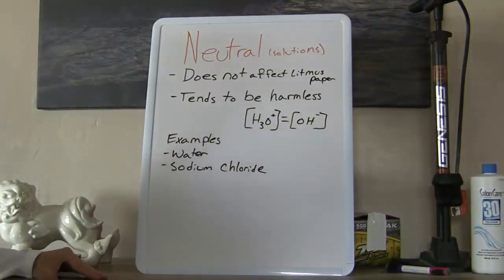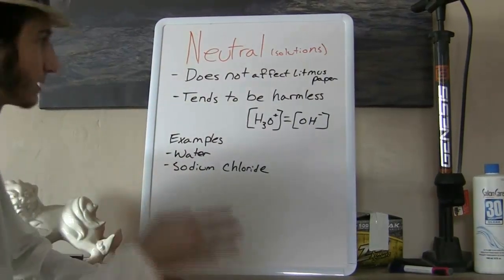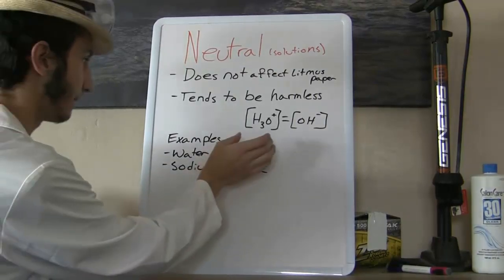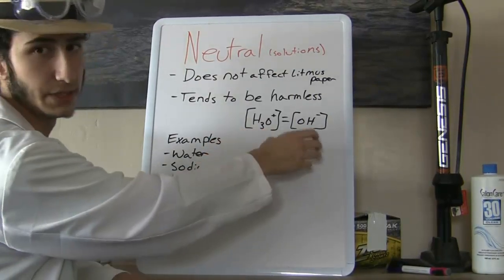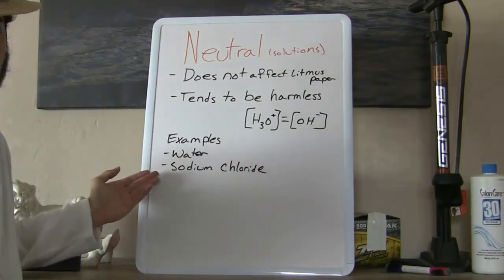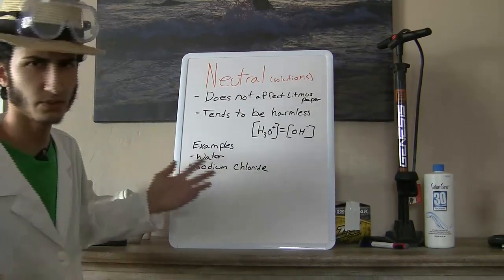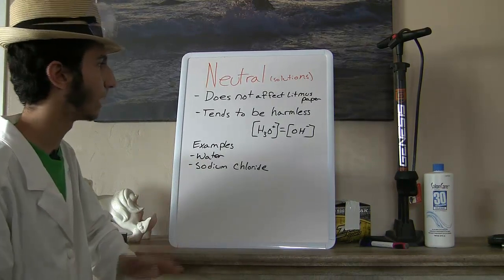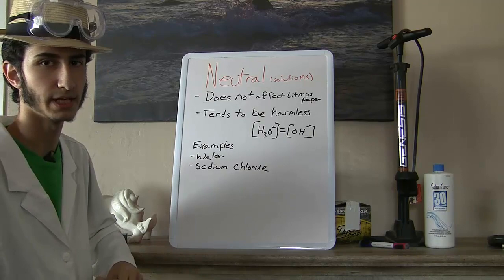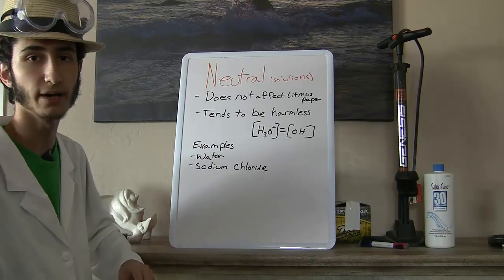neutral solutions tend to not affect litmus paper, and they tend to be harmless. And normally, that means that your hydronium is equal to your hydroxide. Examples of this are water and sodium chloride. But anyway, you're probably wondering, how do I use this for calculations? Well, you don't. You have to calculate the pH, which is what we'll be going into right now.